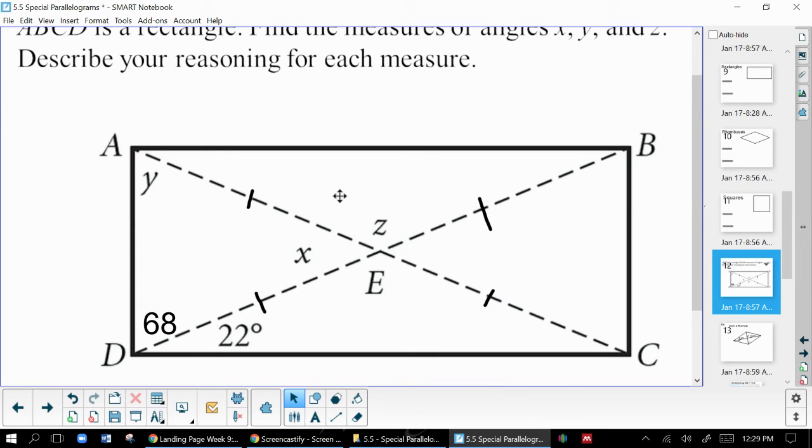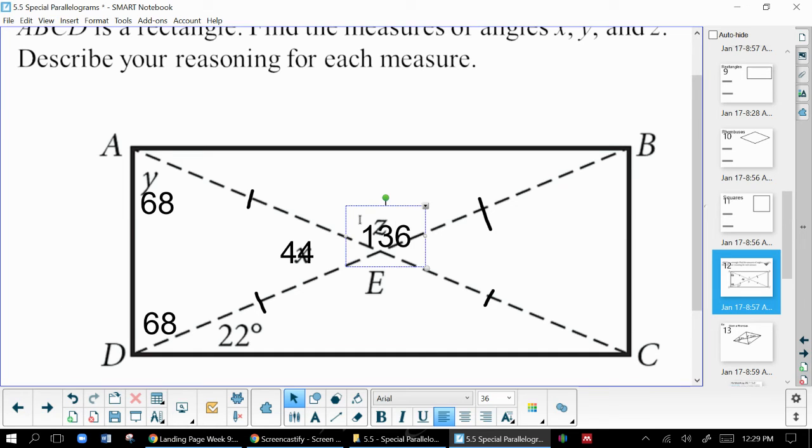That makes all of these triangles isosceles. So if I have 68 here, I get 68 up here. And now I can use the triangle sum conjecture to find x. So I'll pull out a calculator and do some subtraction. 180 minus my 68 and minus my other 68 leaves me 44. So x is 44. And then I've got linear pairs here. I can take 180 minus 44, and z has to be 136.